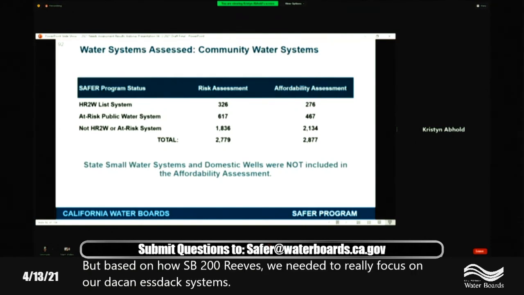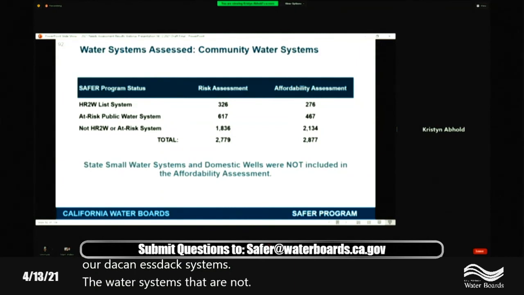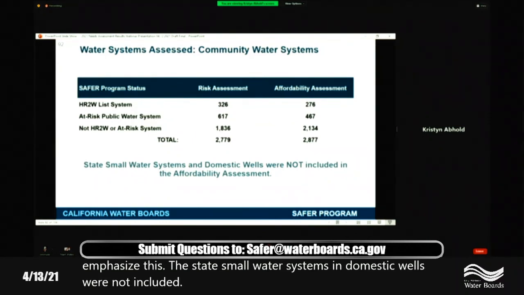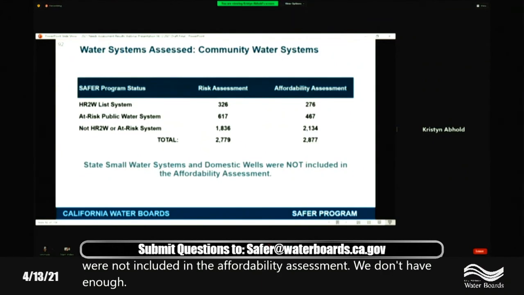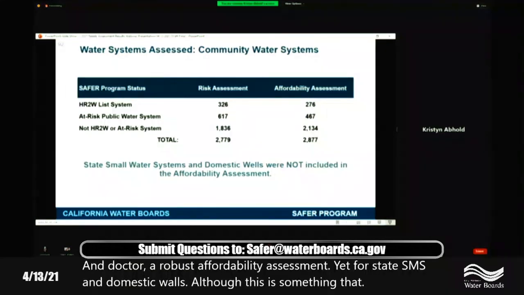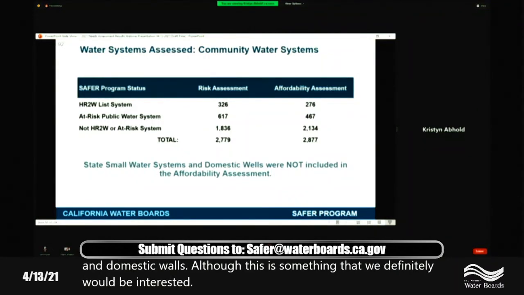The water systems that are not included, and I really want to emphasize this, the state small water systems and domestic wells were not included in the affordability assessment. We don't have enough data to conduct a robust affordability assessment yet for state smalls and domestic wells, although this is something that we definitely would be interested in exploring in the future. So if folks have ideas, please don't hesitate to contact us.